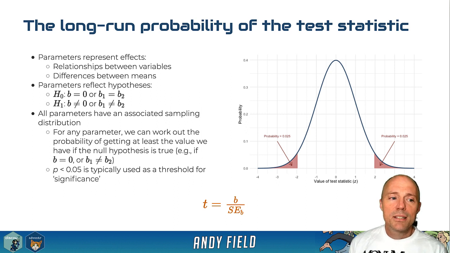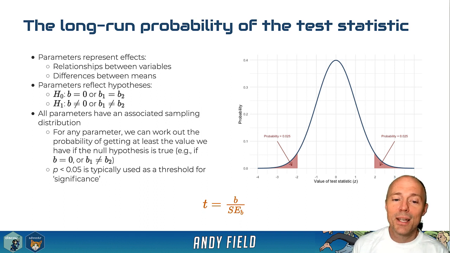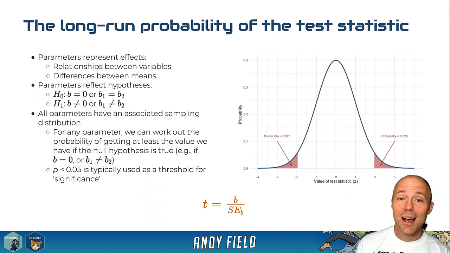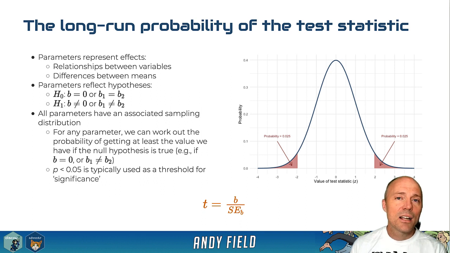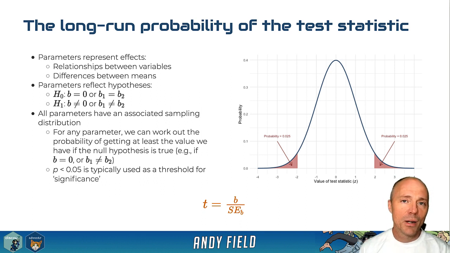Now we know from previous lectures that all parameters, all b's, have an associated sampling distribution, which means that every single parameter that we estimate has a standard error attached to it. And the standard error is going to tell us something about how variable those parameter estimates will be across different samples. Hopefully you remember, small standard errors mean that different samples will give us pretty similar estimates of a parameter, whereas a large standard error means that different samples could give us quite different estimates of a parameter. So the standard error represents the noise in the sampling process.